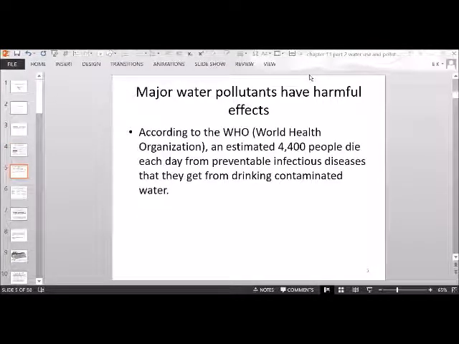And according to the World Health Organization, an estimated 4,400 people die each day from preventable infectious diseases that they get from drinking contaminated water.